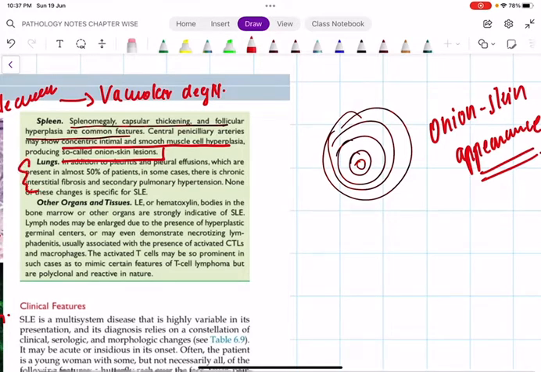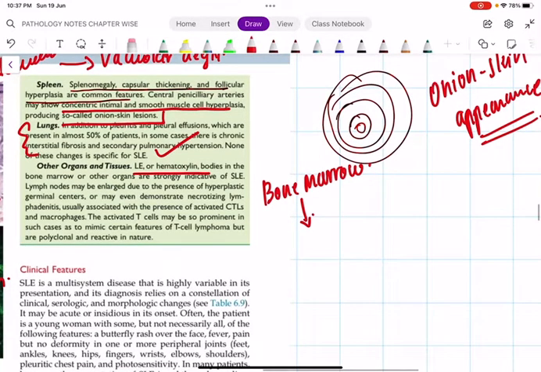And in lungs, of course, I told you, shrinking lung syndrome, interstitial fibrosis, pleural effusion, pleuritis, secondary pulmonary hypertension, all this will occur. Fine. Another important thing, LE cell or hematoxylin bodies. What are LE bodies? You know what an LE cell is. In bone marrow, you can see LE cells.